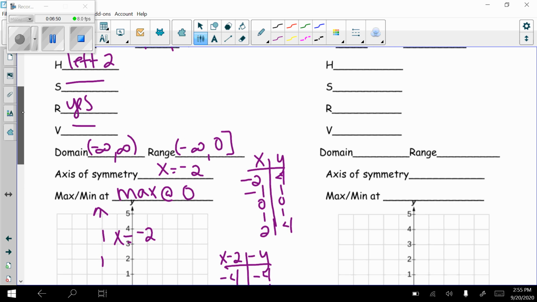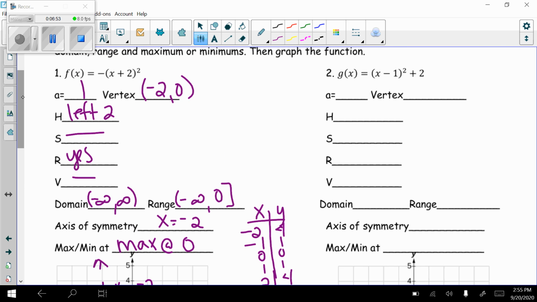Now let's look at example number 2. g of x equals (x minus 1) quantity squared plus 2. a is equal to 1. The vertex is (1, 2), because it was x minus 1, which comes out opposite, and then plus 2 at the end. So the h came out as a positive 1, so it shifts the graph right 1. There's no stretch or shrink because our a is just 1. There's no reflection because there was no negative out front. And then vertically, it's going up 2 because of the plus 2 at the end.